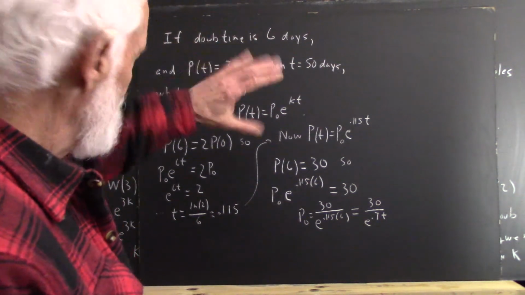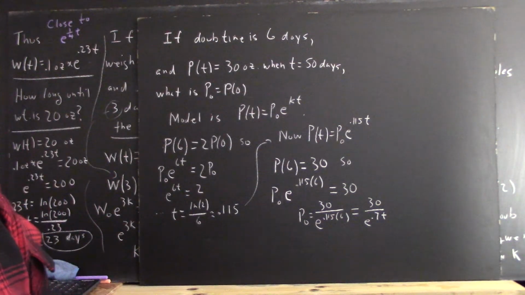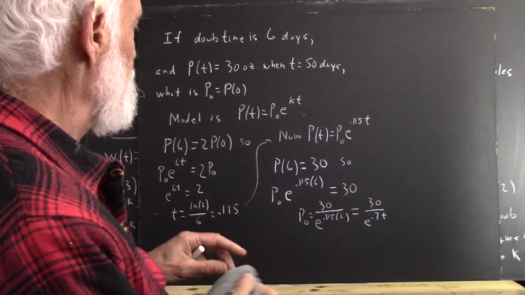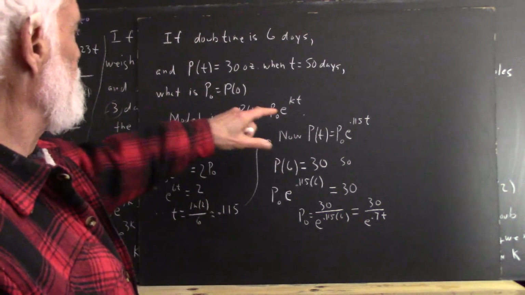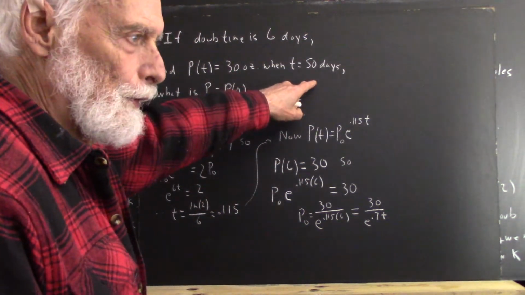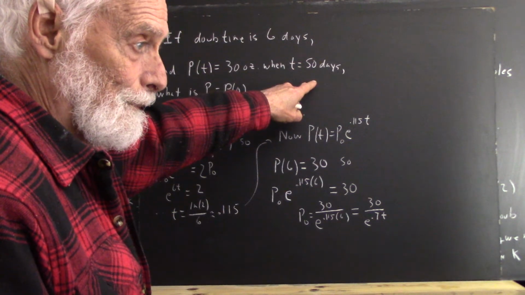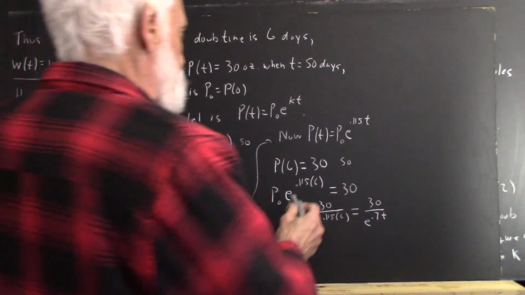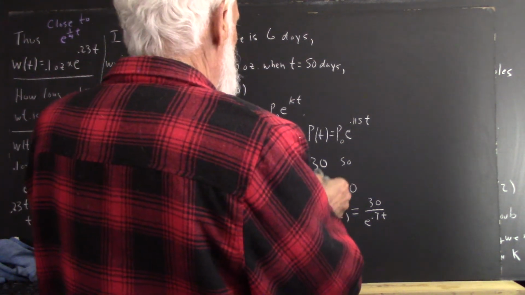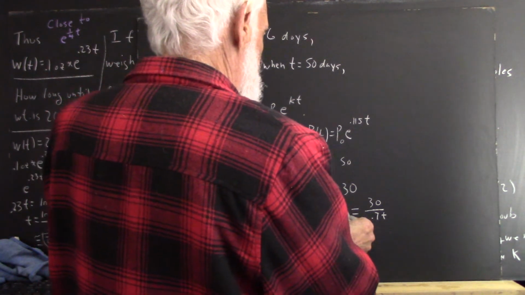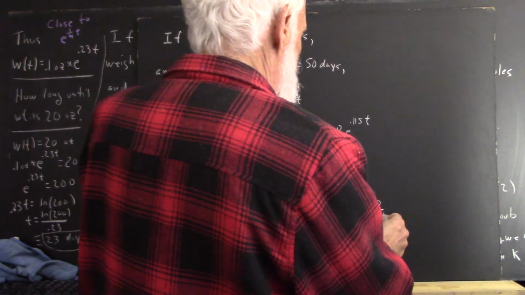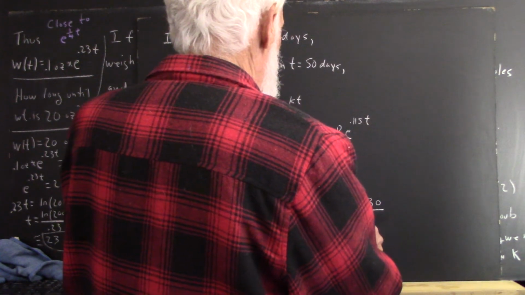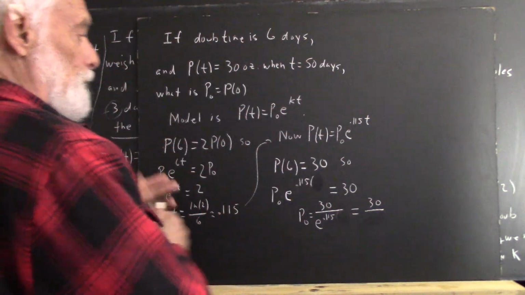Oh, yeah, I've messed this up. I mean, going around in a circle. We don't use P of 6 equals 30. It's P of 50 equals 30, right? It's after 50 days that we have 30 ounces. So my 6 here should be a 50, and this 6 should be a 50. And now this is not going to be 0.7. Okay, so let's fix this.